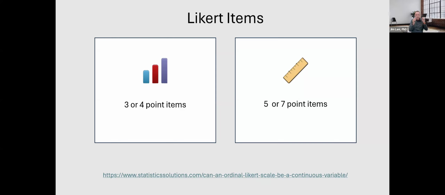If you're looking at one item to one item and it's 3 or 4 points, keep it as ordinal. If it's 5 or 7 points, the research says you can treat it as a scale level variable. And scale level variables are much easier to deal with in terms of if you look at the mean and so forth. Okay, so that's one thing.